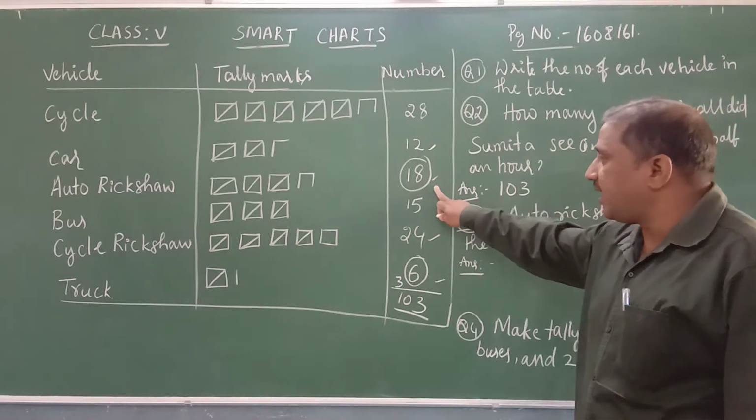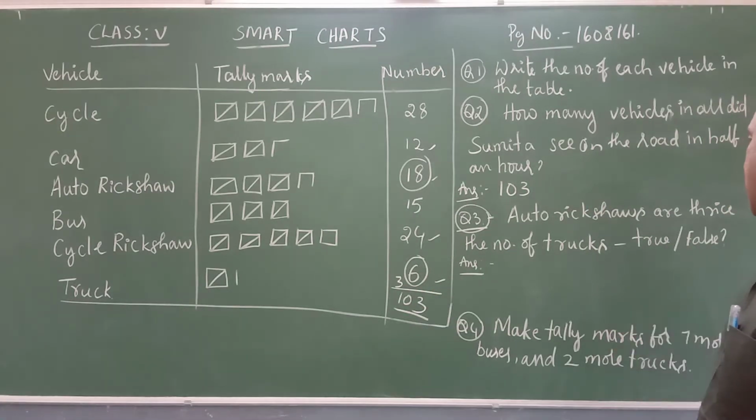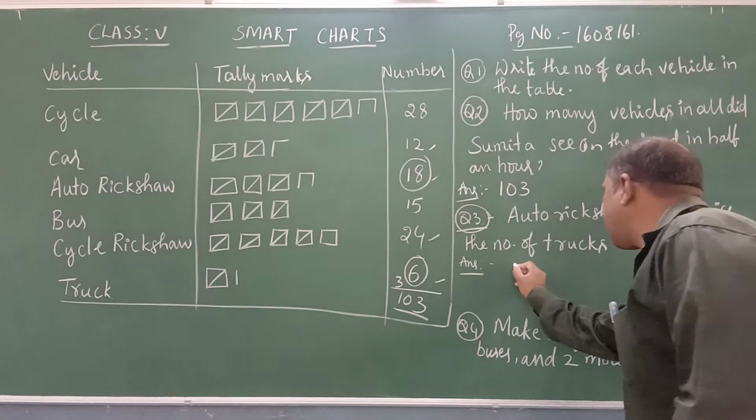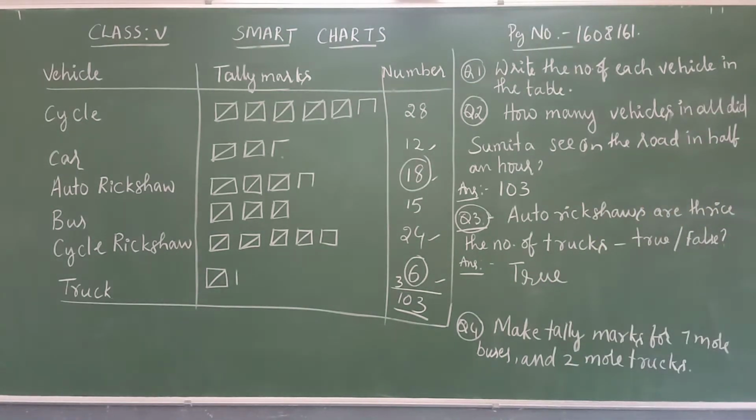Auto rickshaws are 18 and trucks are 6. 6 into 3 is 18. That is 3 times. Therefore, auto rickshaws are thrice the number of trucks. Is it true or false? Yes, it is true. Now the last question.